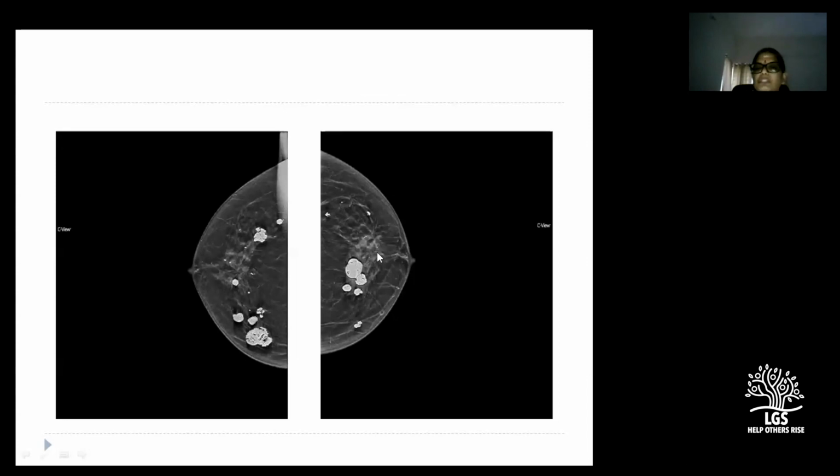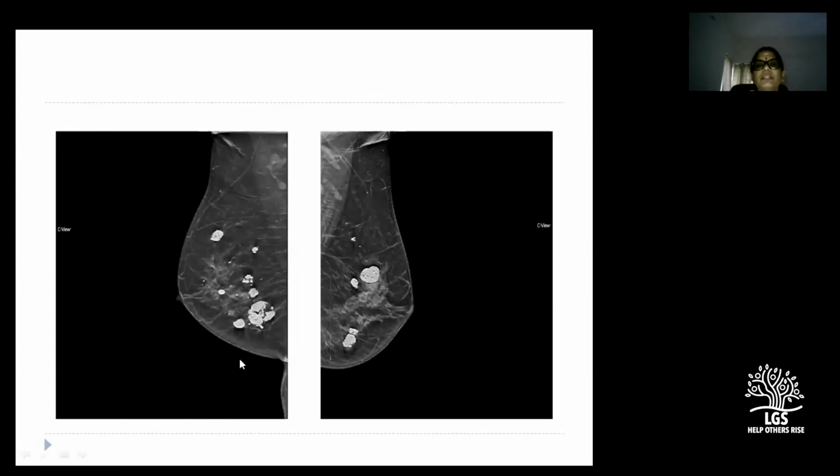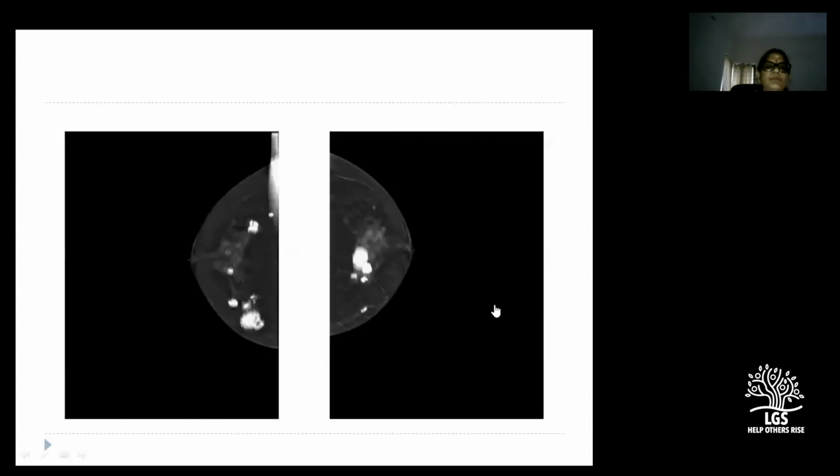Because of that, she came to me, and when we saw, obviously I was not very happy with this distortion here. There is something like some convergence here, like a star, stellate-like appearance. So obviously I didn't want to ignore this, and this was seen only in one view. If you look at the other view, there's nothing much seen. Here I was a little uncomfortable. So we used a tomo.